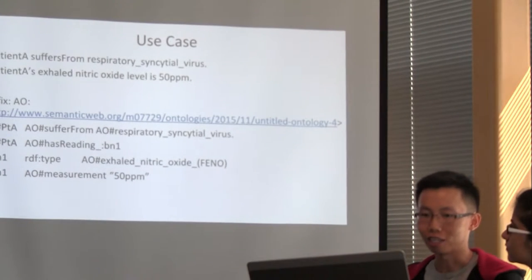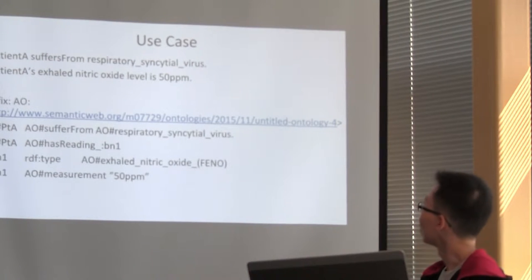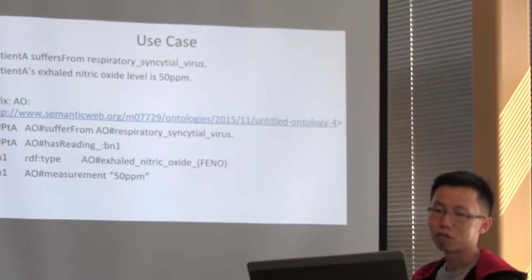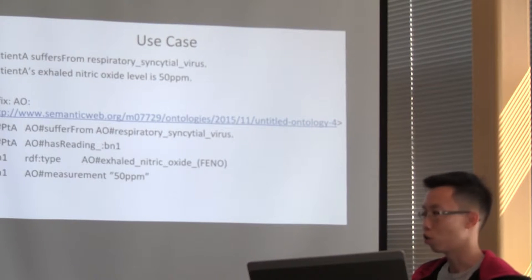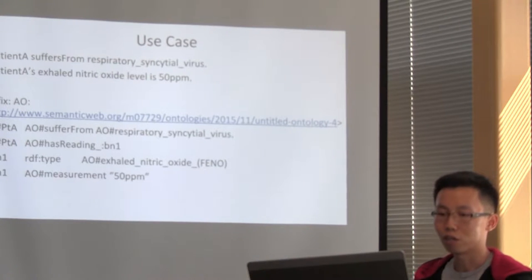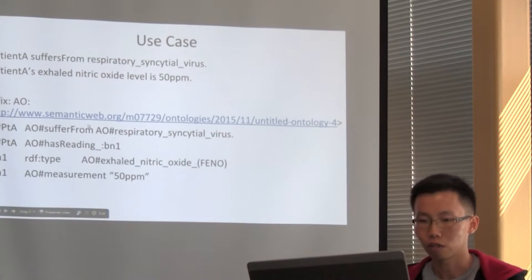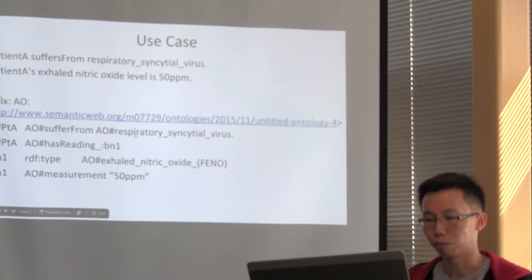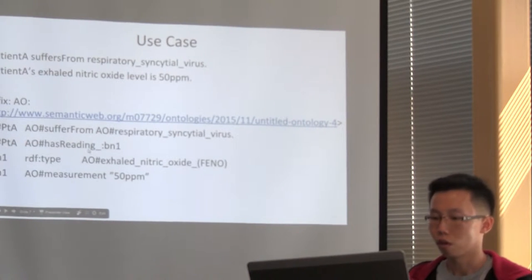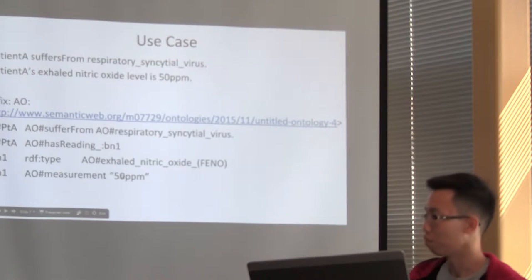stigma. So for example, in this case, we have a patient, and the patient suffers from a virus infection, a respiratory syncytial virus. And in the patient's record, it also shows that the patient's nitric oxide level is 50 ppm. So we can use RDF to represent the statement. The first statement would be that patient A suffers from the respiratory syncytial virus, and then patient A also has a blank node. What is the blank node? The blank node is the exhaled nitric oxide measurement, and the measurement is 50 ppm.